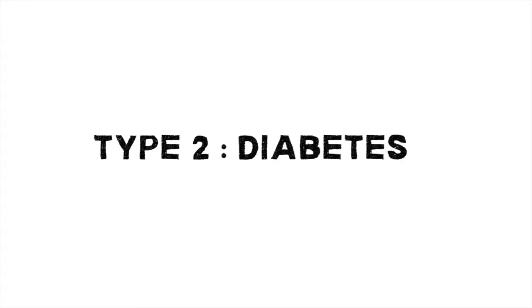Coming to type 2 diabetes, let's see what it is. It is the most common type of diabetes. Type 2 diabetes is seen in 90% of diabetic patients, and it is due to three reasons. It is due to three reasons that 90% of people get type 2 diabetes. The first reason is heredity.